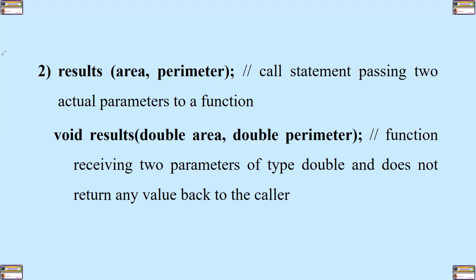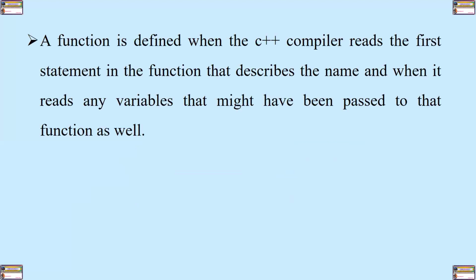Good. So my dear students and the rest of the learners, note how you call a function, how you invoke a function. If you're invoking a function that's supposed to receive some values, pass those values to it. If there is more than one, ensure that those values and their types are organized in the same order in which the parameters for the receiving function are organized. A function is defined when the C++ compiler reads the first statement in the function that describes the name, and when it reads any variables that might have been passed to that function as well.